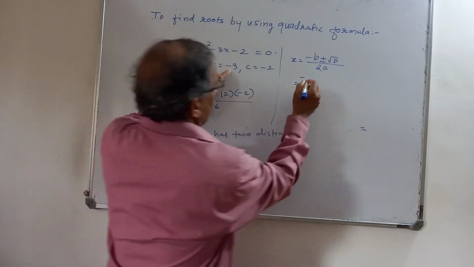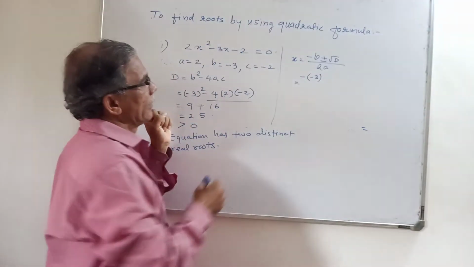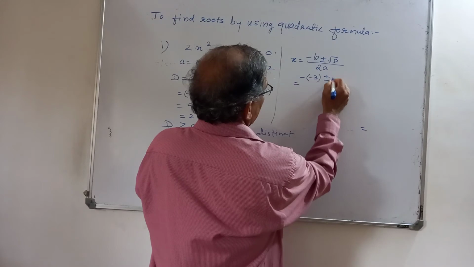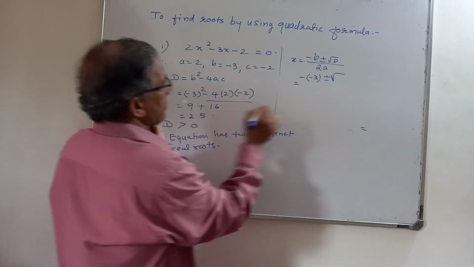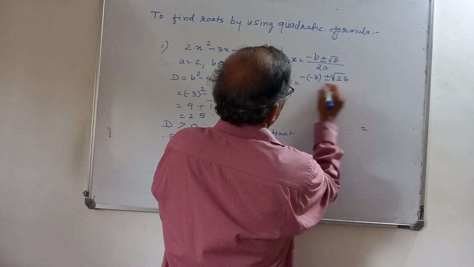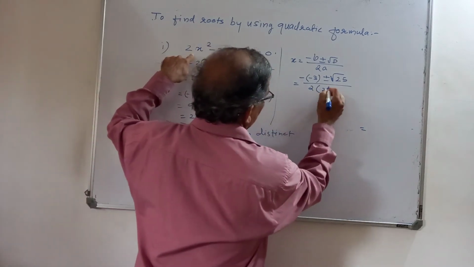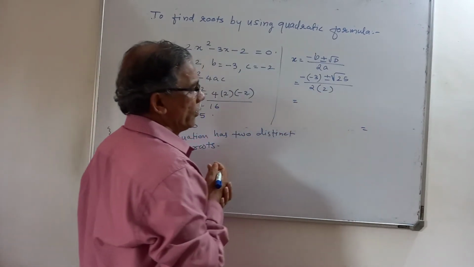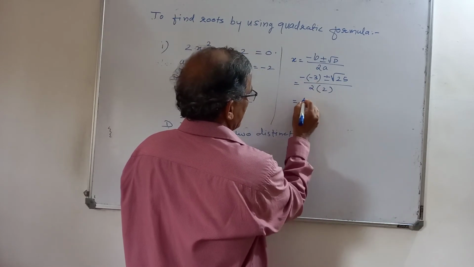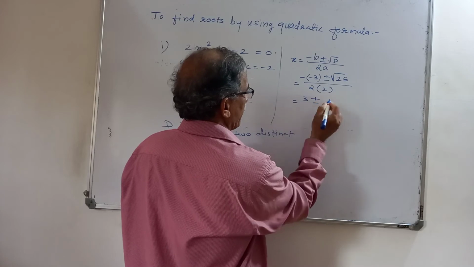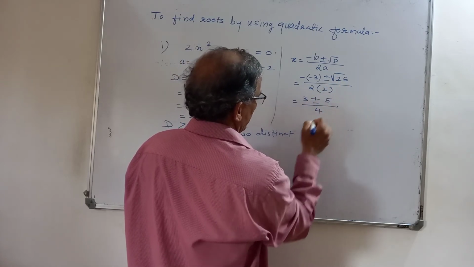b, what is b? Minus 3. So it will come like this: minus of minus 3, plus or minus root D. D means the value of the discriminant we have calculated, how much? 25. Whole upon 2 into a. What is the value of a? 2. So this is the substitution. Now you can solve to get the two roots. Minus of minus 3 is 3, plus or minus root 25 is 5, whole upon 2 into 2 is 4.